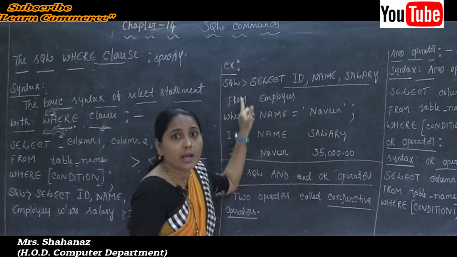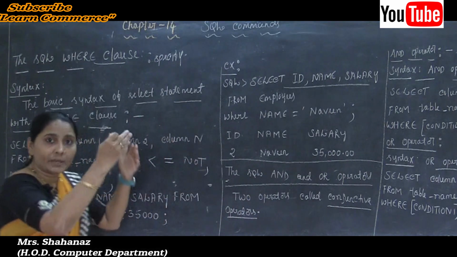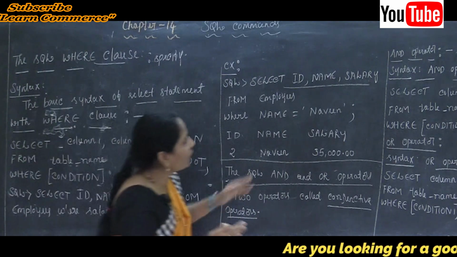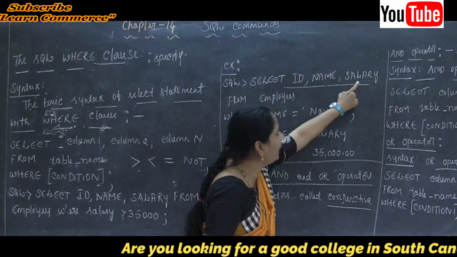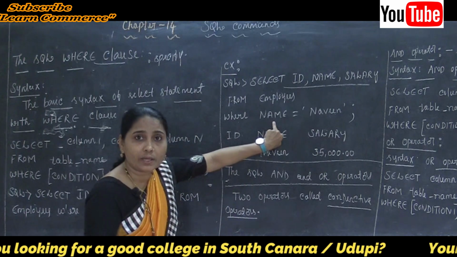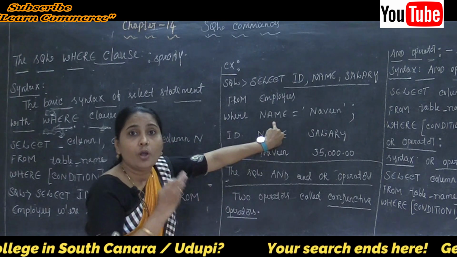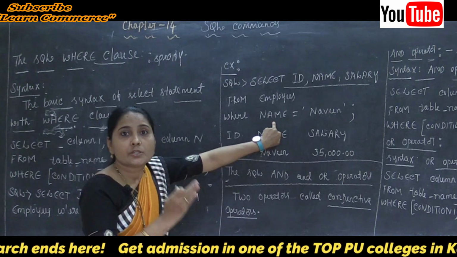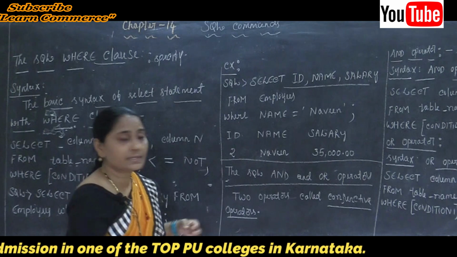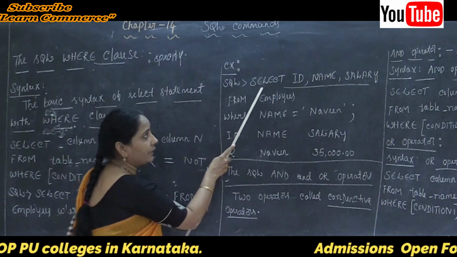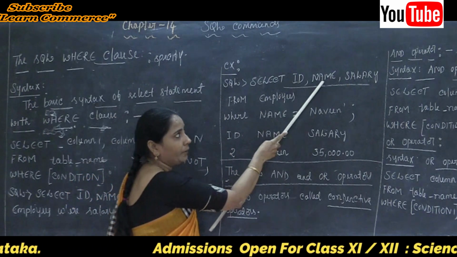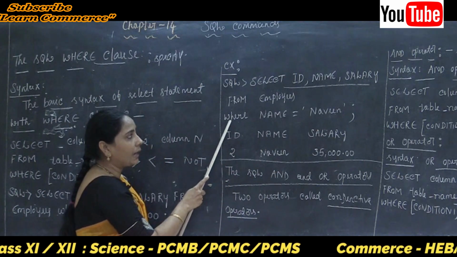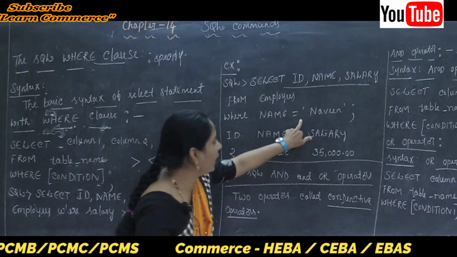Clear this point here. Many columns are there, but I just want to access some columns: ID, name, salary, and later I am using one condition. Why? Because I also want to access the customer with the name Naveen. So how am I using the syntax? The syntax is: select ID, name, salary from employees where name is equal to Naveen.